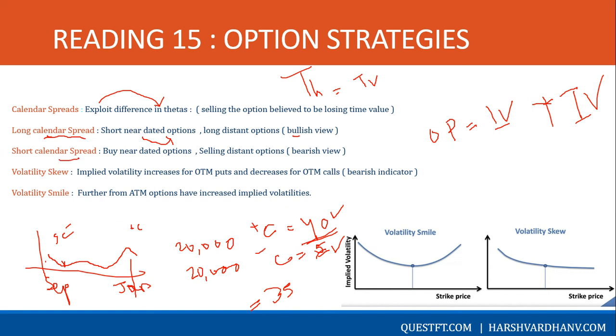Short calendar spread is exactly opposite. When I have a bearish view that okay, the market is going to go down, but immediately it might not go down. Immediately it might be like this, but in the January month it might crash. So I will do the opposite. I will buy the near dated options because right now I believe that the market is not going to fall, and sell the distant options because I believe that in Jan the option will lose value and I will earn the premium and keep the premium with me. So that is a bearish view.